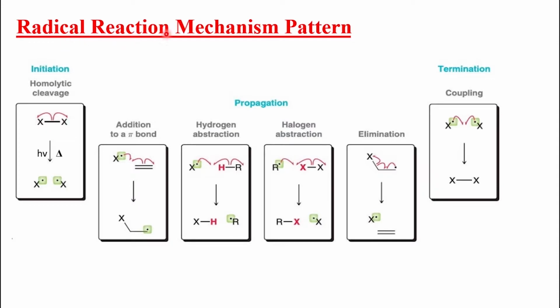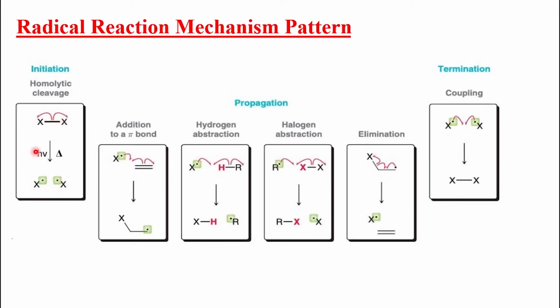So in radical reaction mechanism pattern, there are six mechanism patterns and these are part of three steps: initiation step, propagation step, termination step. The initiation contains 1, termination contains 1, and propagation contains 4 of these patterns. So in homolytic cleavage, this X-X bond cleaves with formation of new radicals.